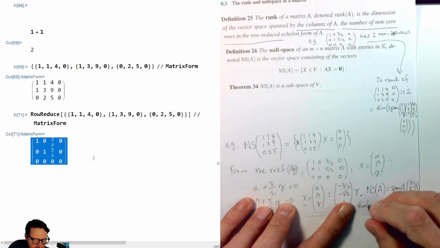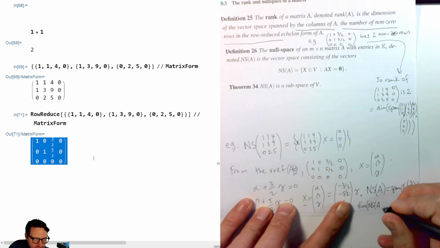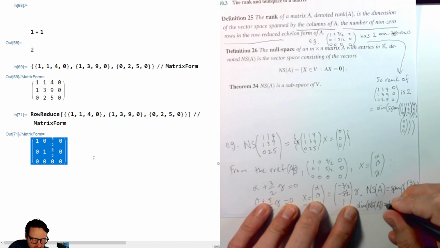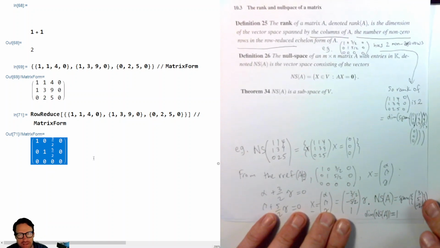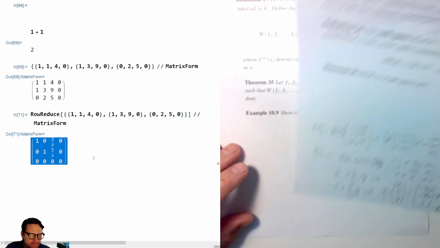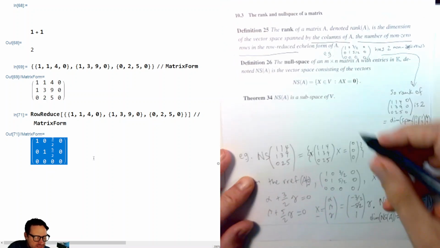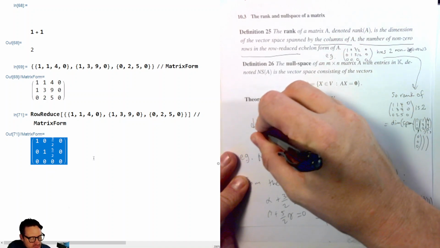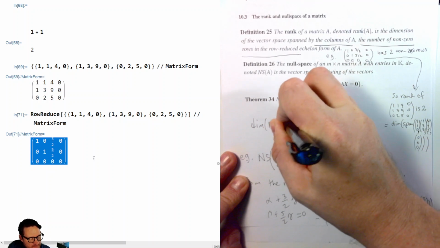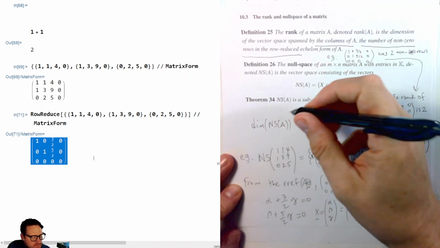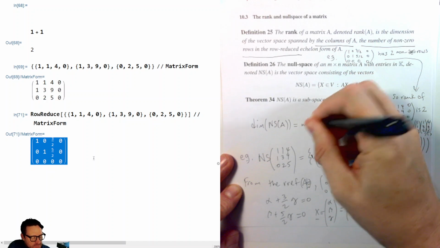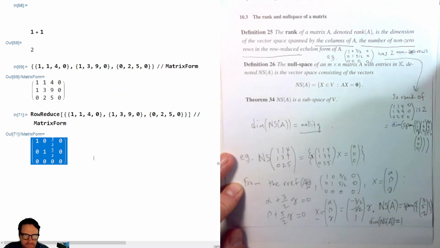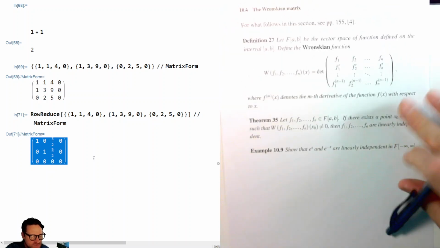So the dimension of the null space of A is equal to 1, and this is called the nullity of the matrix A. All right, so we should probably write this here: the dimension of the null space of A is the nullity. Okay, let's move on to the next page.